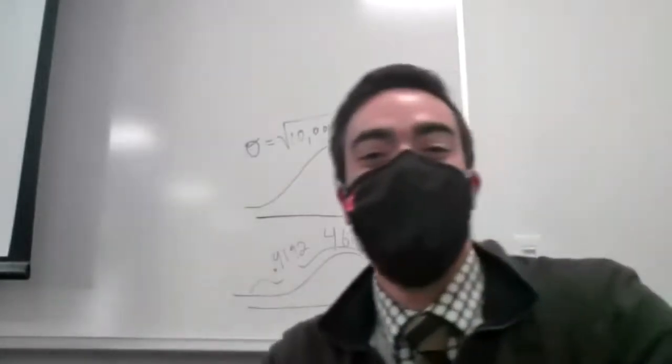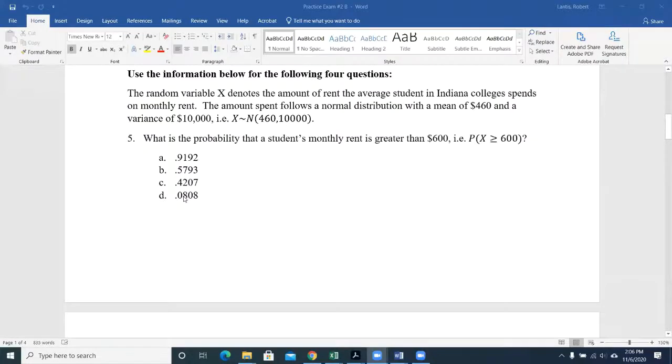0.0808. So we knew it had to be one of these two because we said it had to be less than 0.5. From there, we calculated it's going to end up being D.